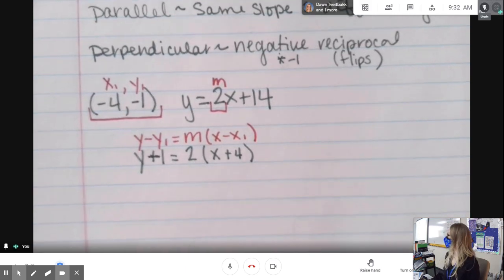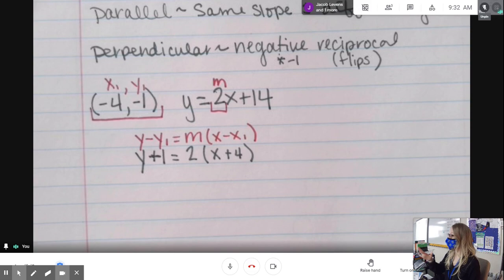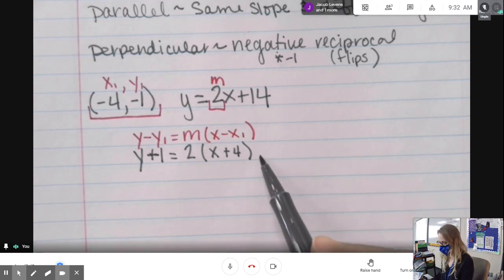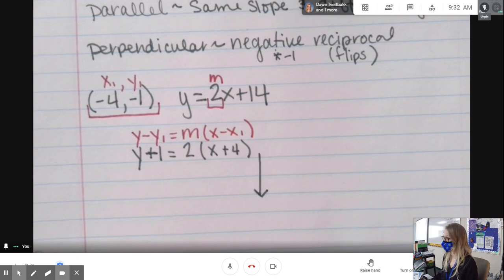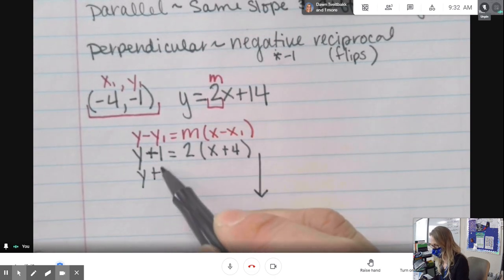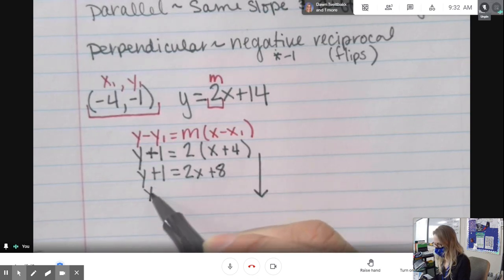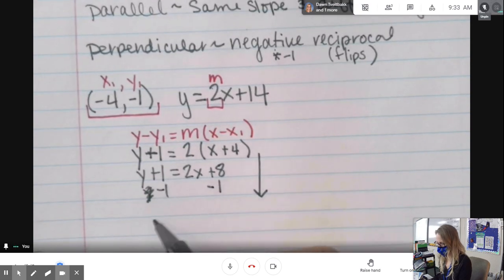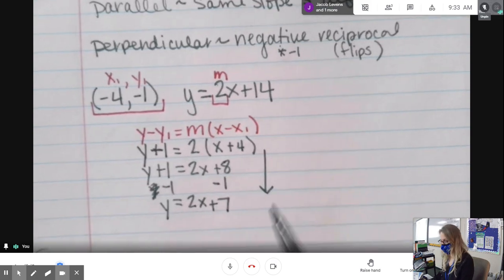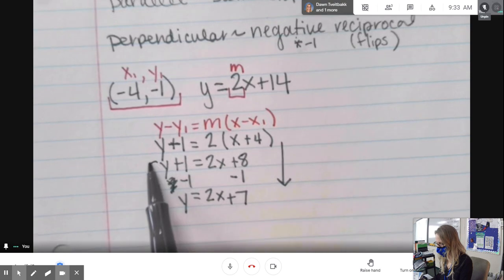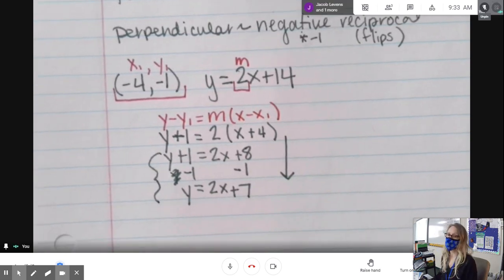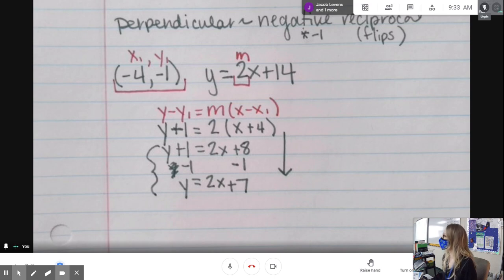Now, here's the part I'm going to add to our directions because it's going to serve you a lot better on the MCAs. We're going to convert that into slope-intercept form. So then we'll say y plus 1 equals 2x plus 8. And then we'll subtract 1. And then we'll say y equals 2x plus 7. I believe this is a step you'll be asked to do quite a bit, so I want to have you practice that process a little bit. I'm going to add that to the directions on the worksheet today.